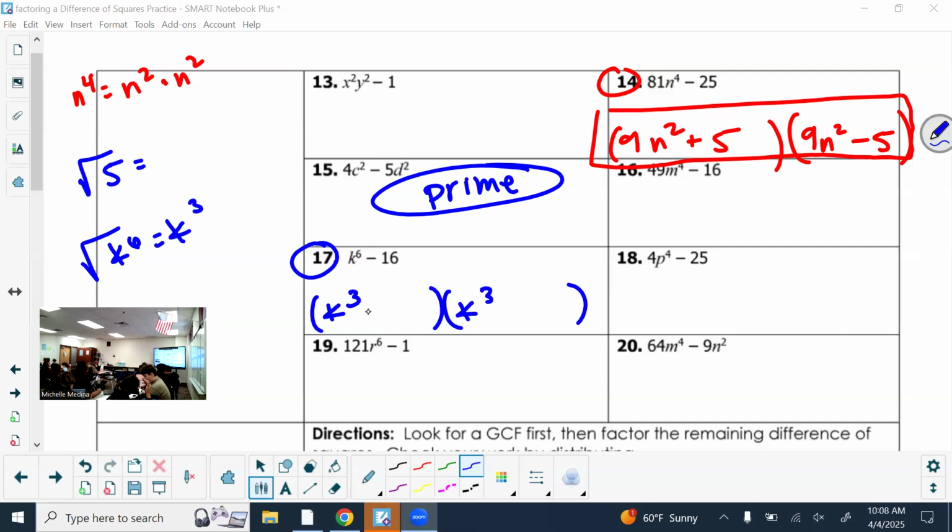So make one of these a plus, one of these a minus, and what's the square root of 16? So that is the answer for 17. Good on that?